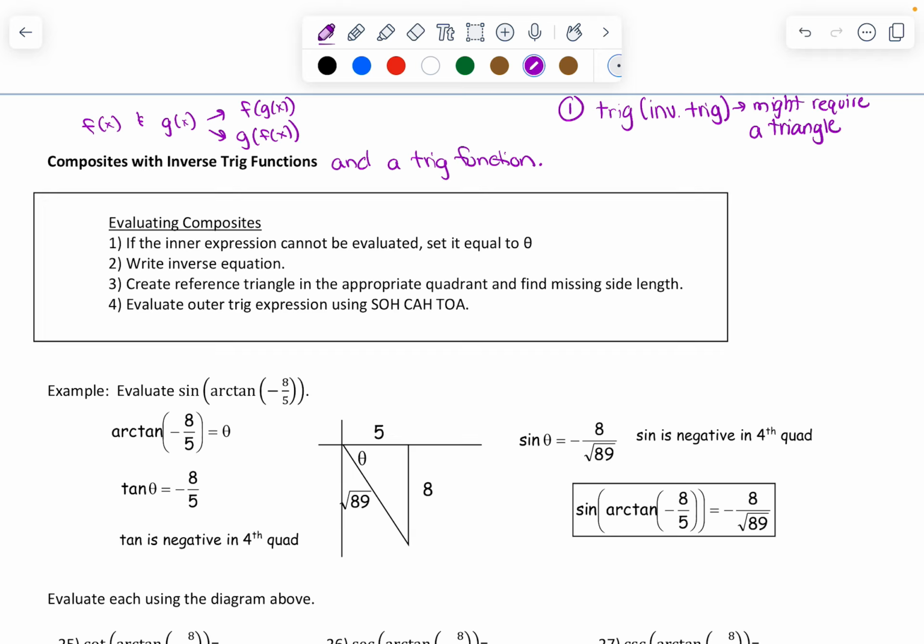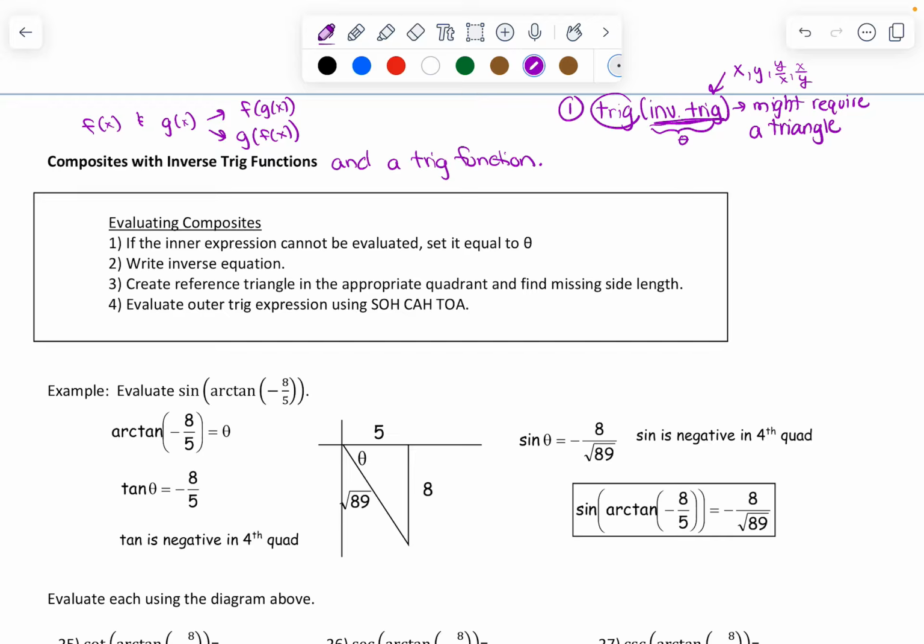Essentially, what this means is that we're able to use what's provided as the input for the inverse trig in order to construct a triangle. Because if you recall, the input for inverse trig is going to be a coordinate on the unit circle. So it could either be an x, it could be a y, or it could be a combination of the two, depending on what we're looking at as our inverse trig expression. Now, the output for inverse trig is going to be an angle, or theta.